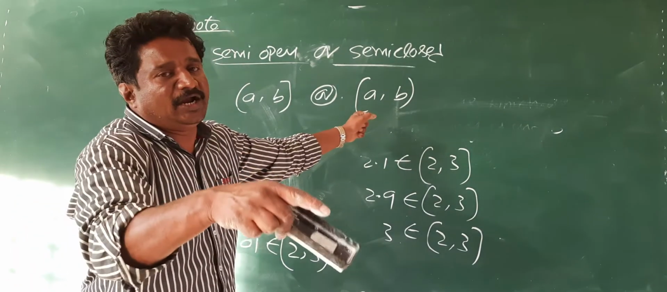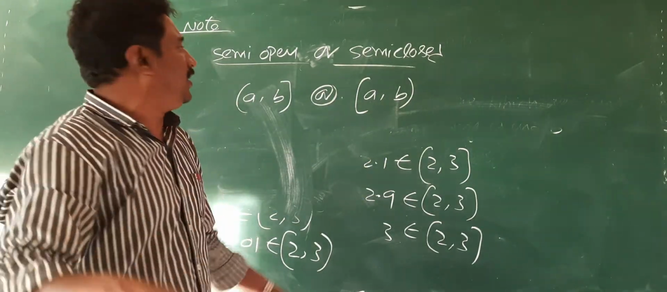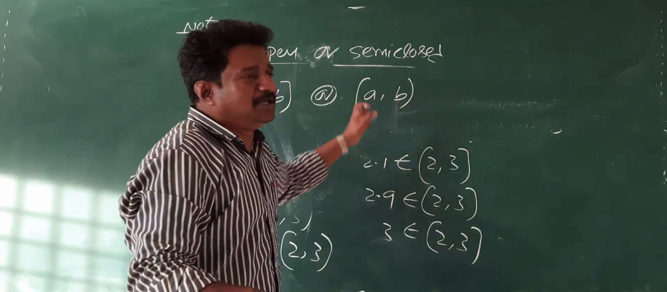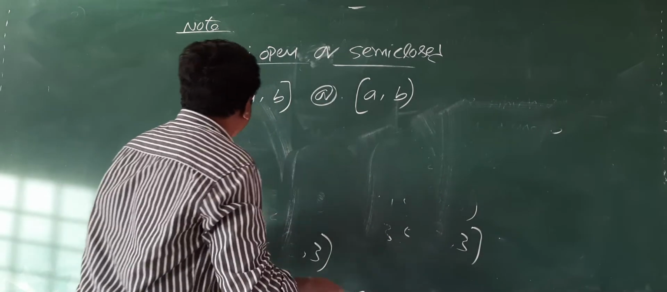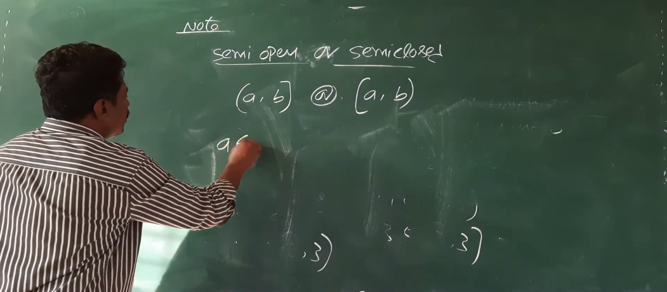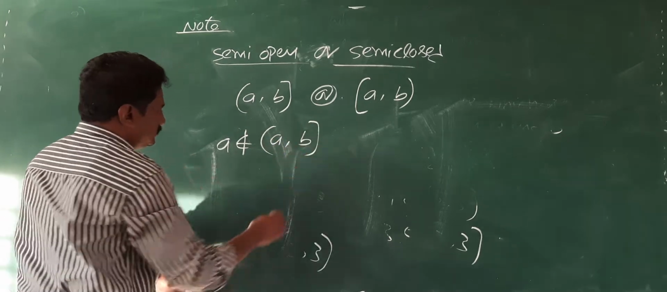Closed means included. Open means not included. A is included but B is not included. So I hope you understood this. So A does not belong to the open interval A to B.